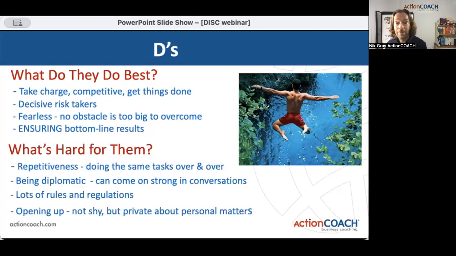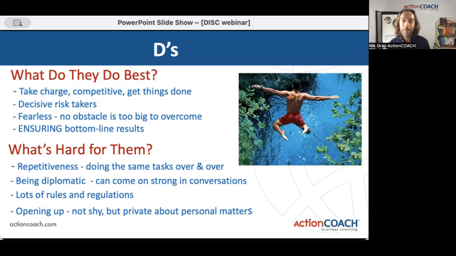So what's hard for them? Repetitive tasks, doing the same thing over and over. They soon get bored and they want something new. Being diplomatic, they sort of go straight to the point because they're task focused. And rules and regulations, they're not great with as well. Opening up, they're not shy, but they're private in some manners. So that's D. So think, who do you know who might show some of those characteristics?